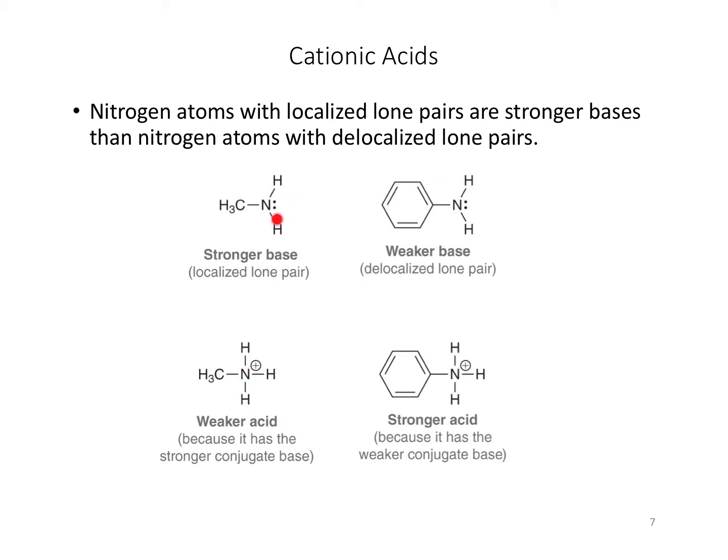A localized lone pair is going to give a stronger base. A delocalized lone pair is going to give a weaker base. Now, if the lone pair in both bases is localized or the lone pair in both bases is delocalized, then we may not be able to answer this question so easily.